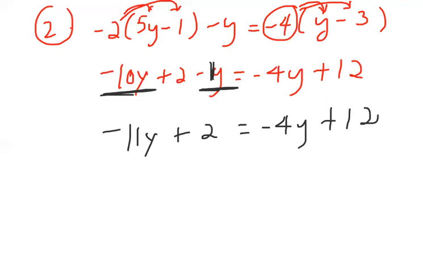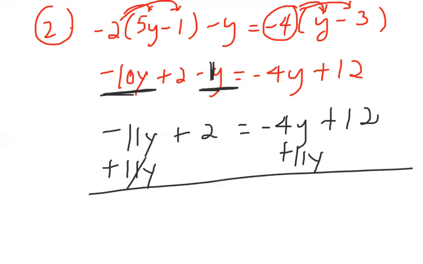Now, from this point on, guys, listen, it's up to you what you choose to do. It doesn't matter which side the variable ends up on. As long as you have the variable isolated, by itself on one side, it doesn't matter which side it's on. Personally, I like to move the smaller variable over to the larger variable. In this case, negative 11y is smaller than negative 4y. So I'm going to take that negative 11y and add it to both sides.